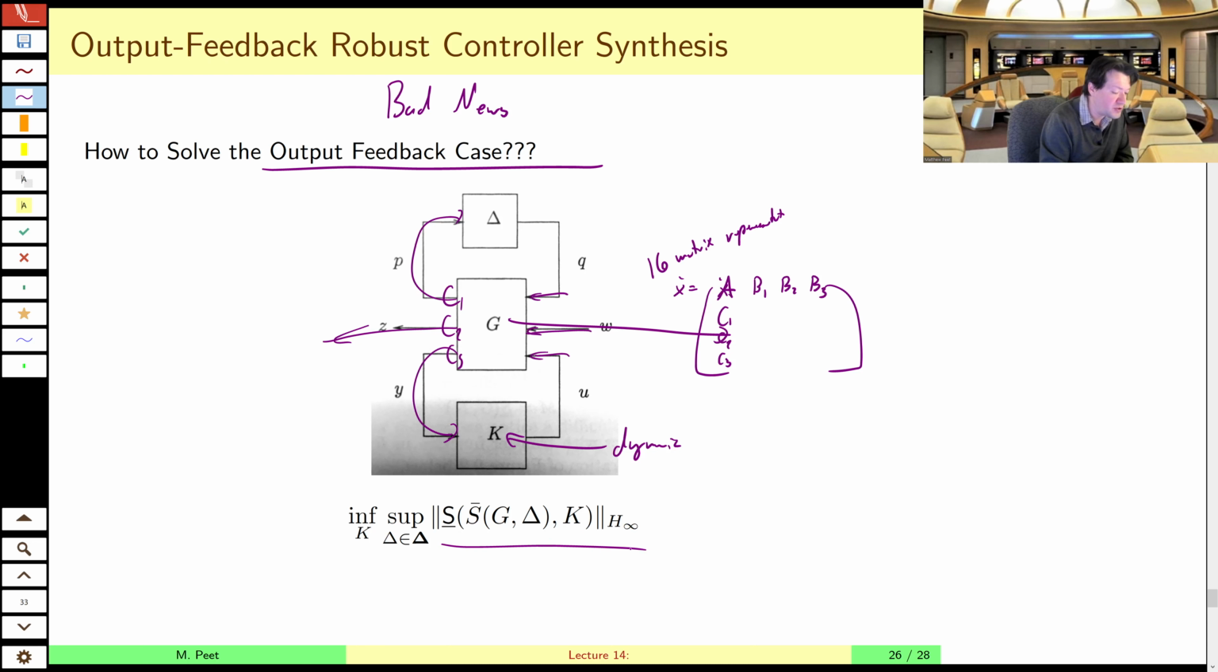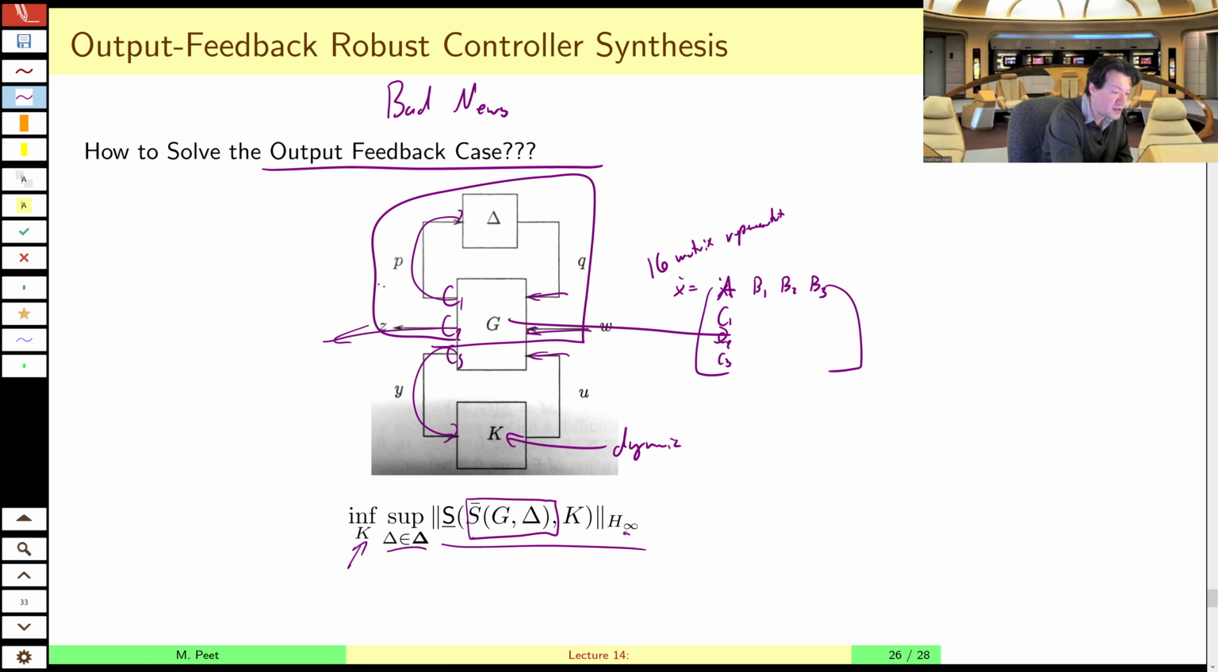So the problem, of course, is H infinity optimal control. You're finding the controller which minimizes this H infinity norm under all uncertainties in the given uncertainty set. So what does that mean? Well, that means you're finding the largest disturbance, or most effective disturbance, if you will, and that lies in this feedback. So you close the loop on delta first, and that actually gives you this system.